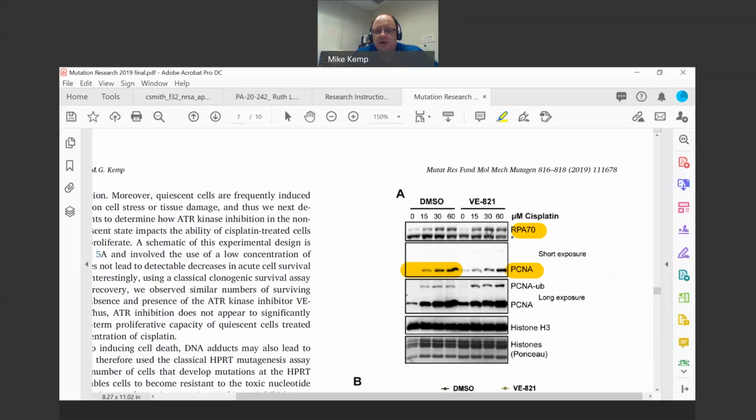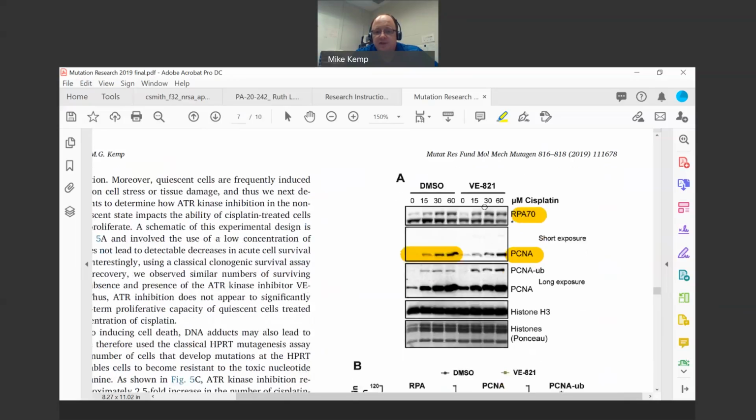And when we inhibit ATR, neither of these are really significantly affected. It looks very similar. However, one of the things that is different is a modified form of PCNA. So PCNA, as I mentioned, is a clamp, but it's known to be post-translationally modified by ubiquitin. So ubiquitin is a small, about 8 kilodalton protein that can get added onto other proteins.